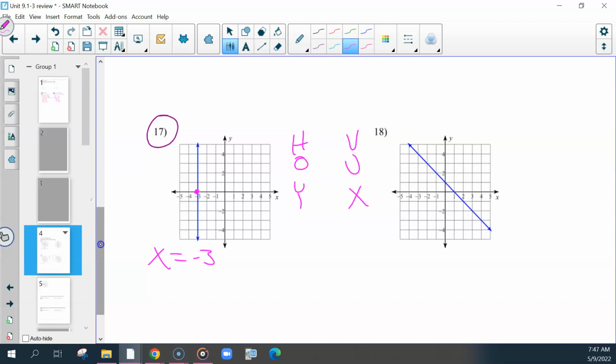That one more time. What does this mean? Horizontal lines have 0 slope and are y equals. Vertical lines have undefined slope and are x equals.